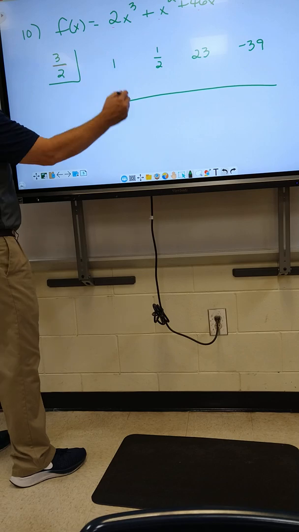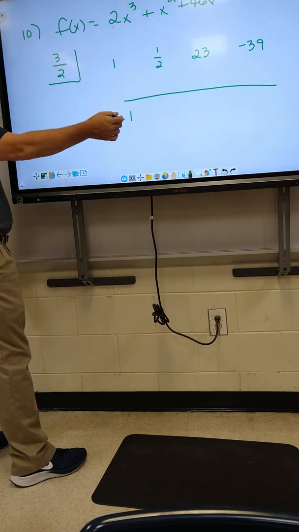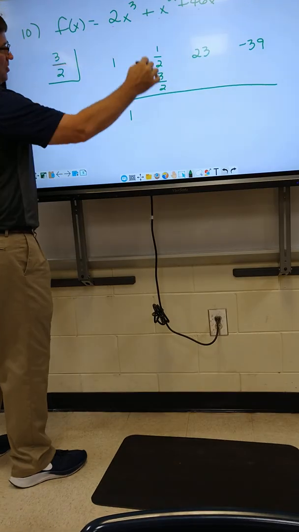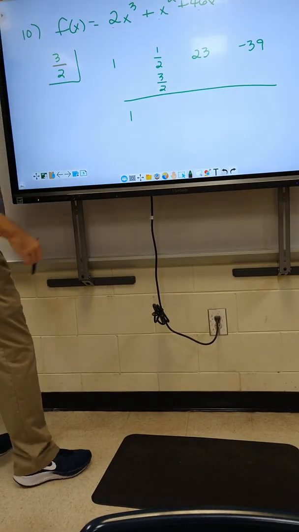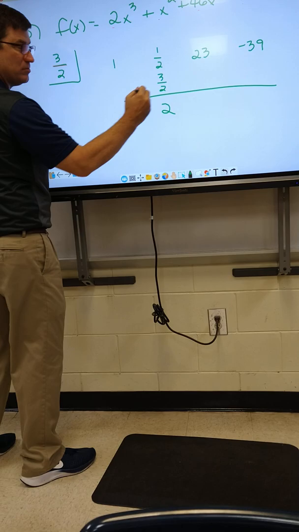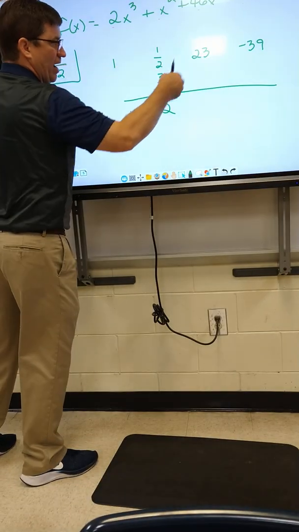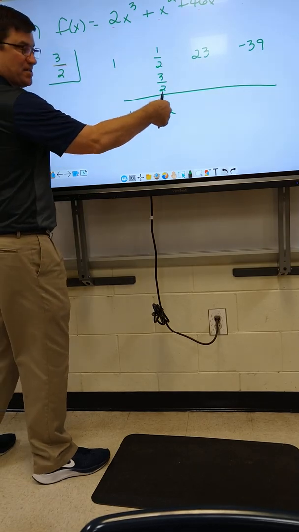All right, so I bring my 1 down. Now, when you multiply this on your calculator, Josh, 1 times 3/2 is 3/2. You're going to have to add them up on your calculator. That's going to give you 2. Now, Josh, I promise you this: you might have fractions up in here, but I'll never give you a problem that you have fractions down here in your answer.